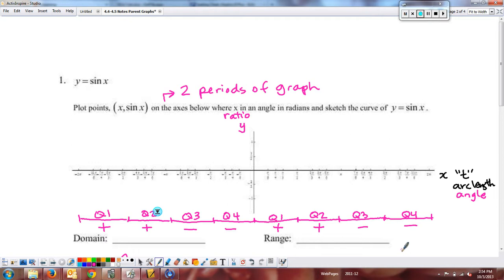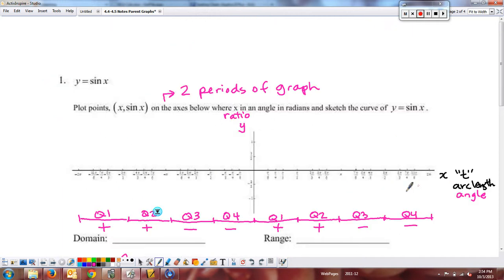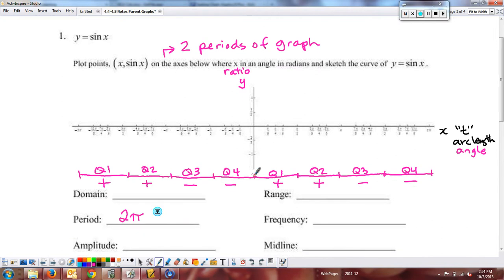If I were to ask you for which quadrantal angles the sine ratio is going to be 0, we know sine is the y coordinate on the unit circle, so it's going to be 0 here at an angle of 0 or 2 pi. It's going to be 0 here for an angle of pi or 180. So when does that occur? It occurs here at 0, so I have a 0. Here at pi over 2, nope. Over here at pi, that would be a 0. Over here at 2 pi, that would be a 0.